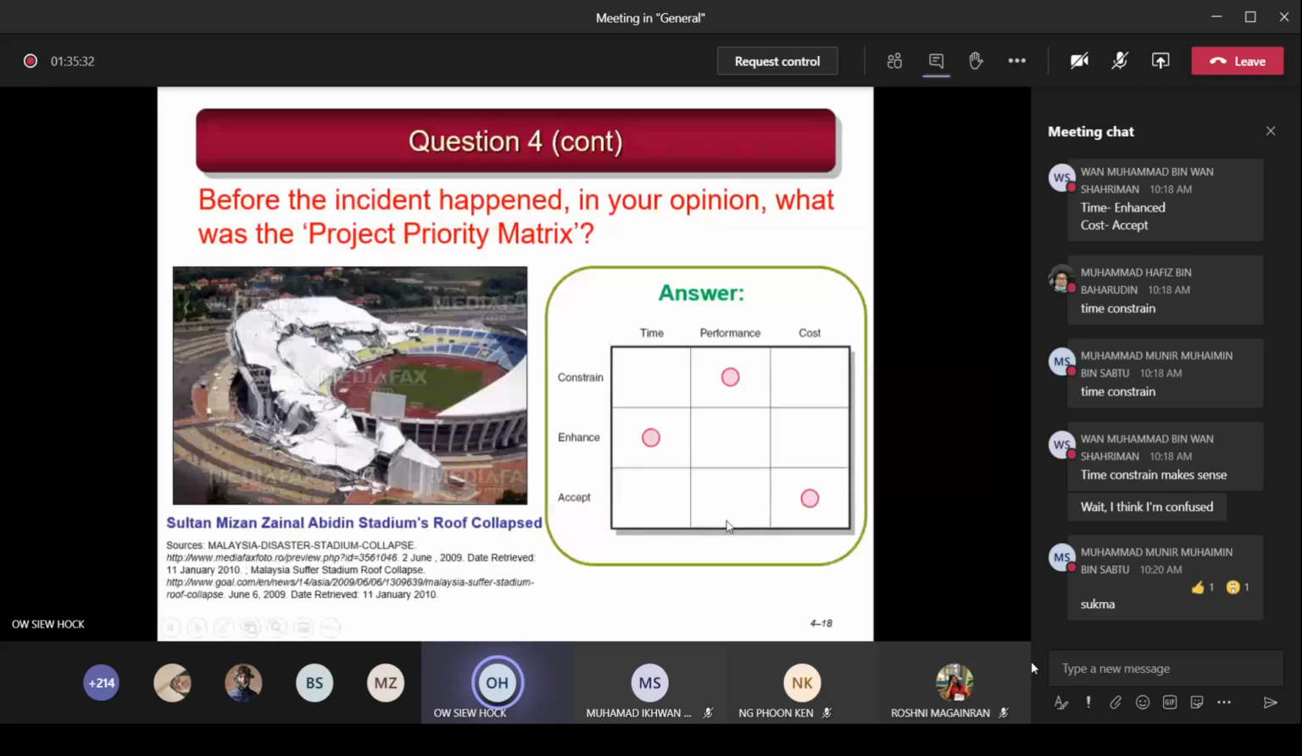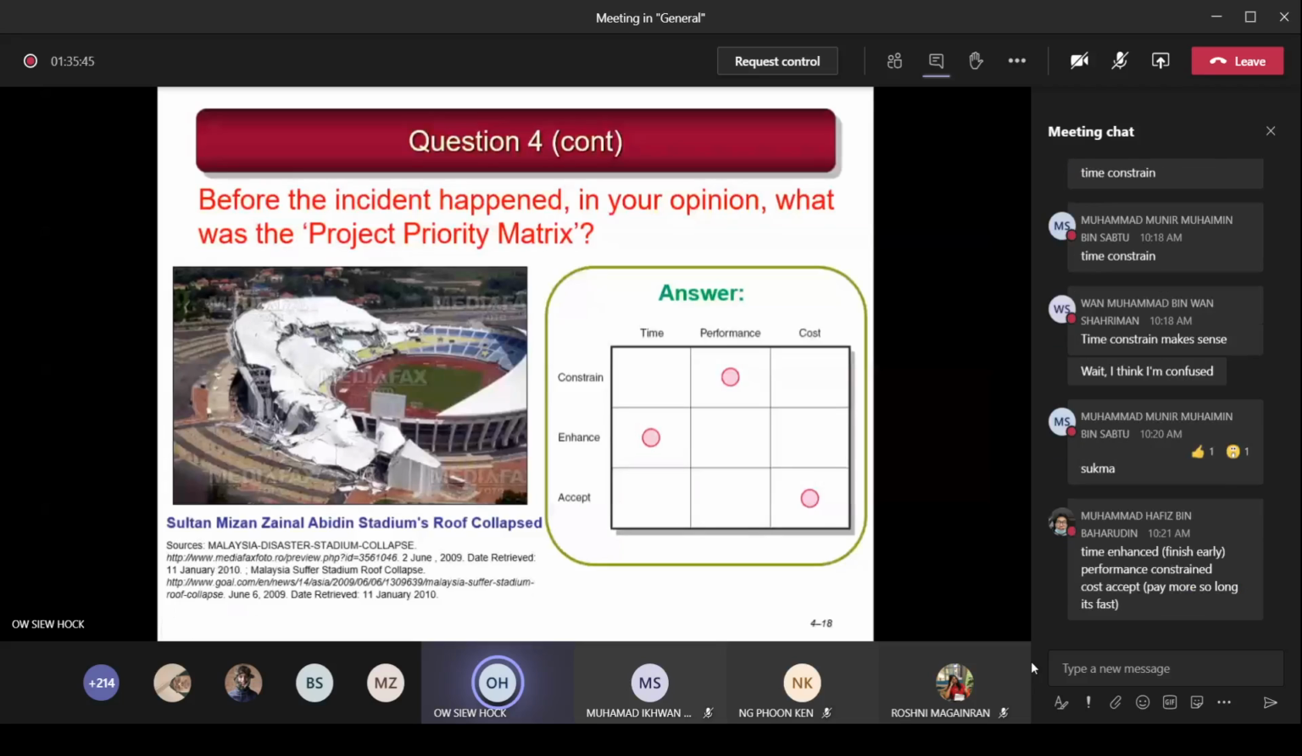So the performance is constrained. You must have achieved the safety that is required. And I want it earlier. So the time is enhanced. And then cost, because you enhance, you finish earlier, you pay more. See, people work OT to finish the project construction faster than the 2 years. I finish instead of 24 months, now become 20 months. So I pay my worker, you see, OT, so that they can finish the job earlier. So that's why time is enhanced, cut short the time, but pay OT, that becomes more cost. So it costs the project more.